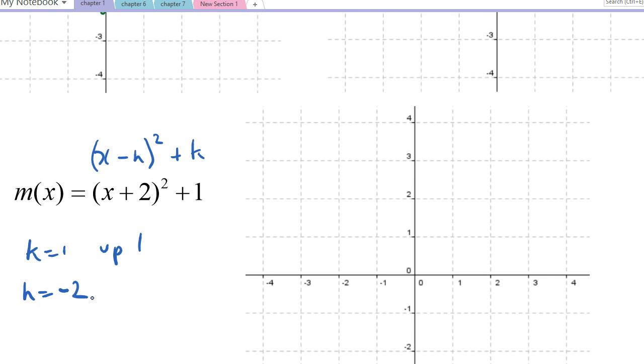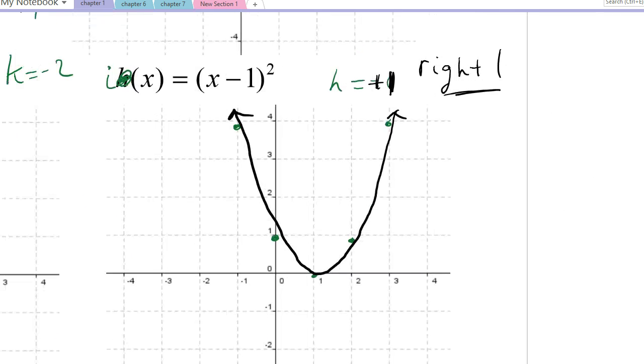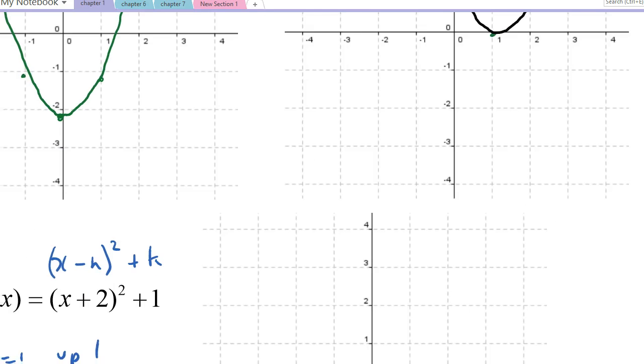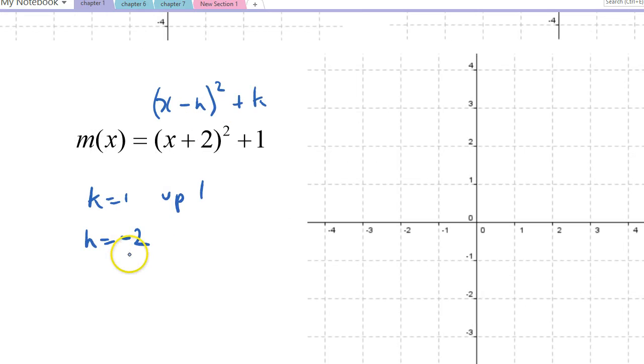Okay, so let's take a guess. When our h value was plus 1, that's when we went right. So now if our h value is going to be equal to minus 2, you guessed it, we're going to go left 2. Another way to think of it is that the vertex is going to be at negative 2 comma 1. So if I go negative 2 comma 1, there's my vertex.